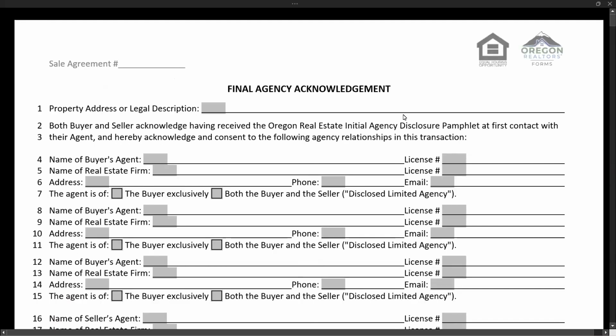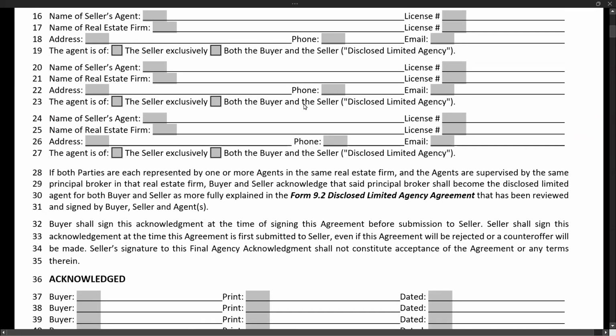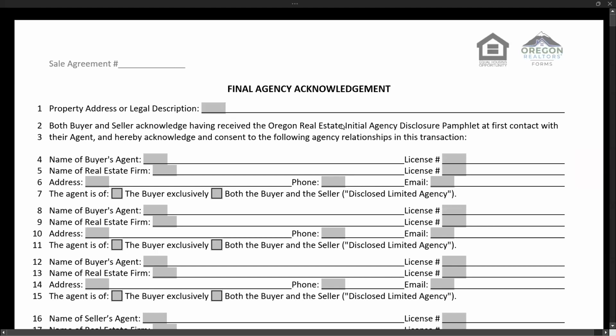Whenever you print out one of the purchase and sale agreements through Oregon Realtors forms, you actually have the final agency acknowledgement as the first page. Why? Because the final agency acknowledgement is required in any of these transactions, and so we just automatically attached it to the front. This is technically Form 9.1 in the library. It's the final agency acknowledgement, just as Form 9.1 is a final agency acknowledgement. The only difference is it's attached to the front of the transaction.